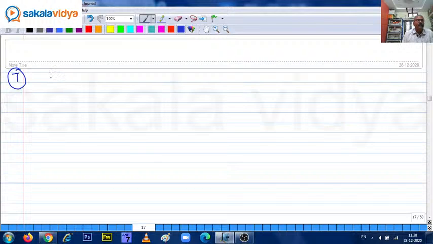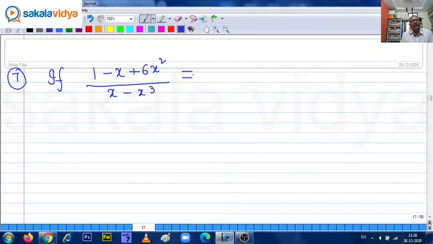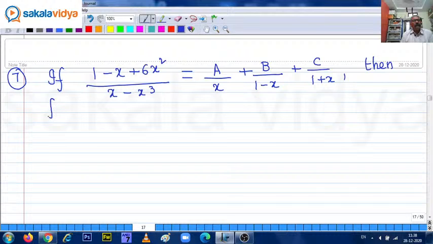Seventh question. If (1 minus x plus 6x square) upon (x minus x cube) equals to a upon x plus b upon (1 minus x) plus c upon (1 plus x), then find a. This is the question. Thank you, Vinayak. Thank you.